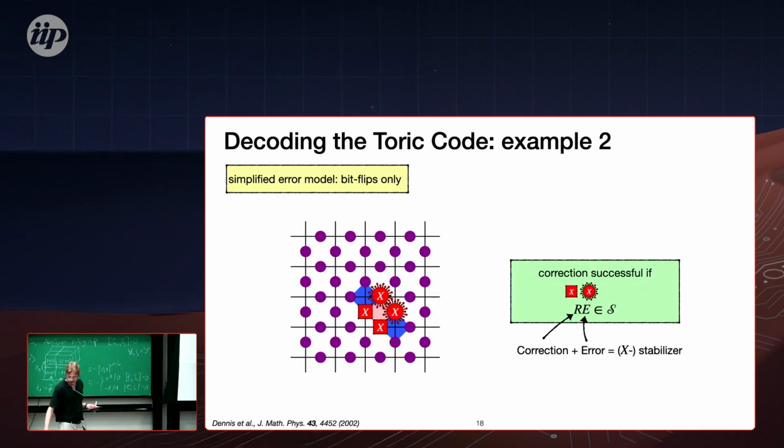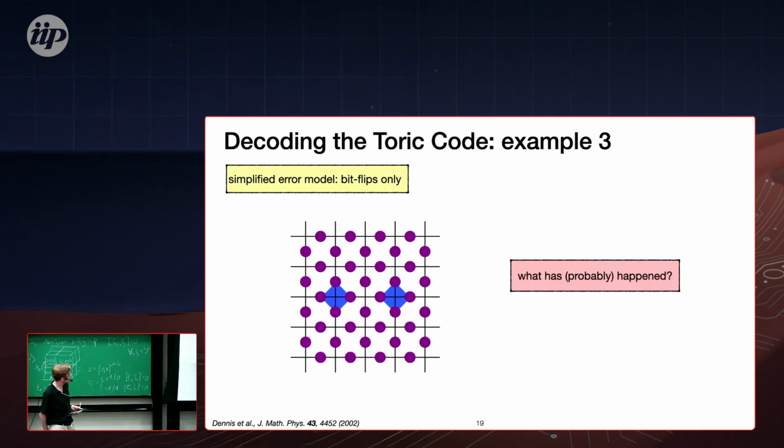The last example, and now I want you to imagine that we wrap around in this direction. What has probably happened in that case? Now there's again two options. It could be a string like this, or it could be a string wrapping around. But now, is there a problem here in this case?